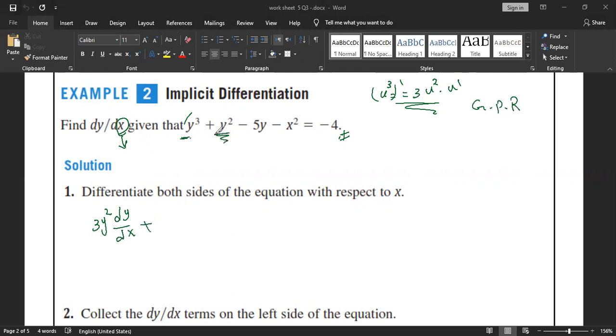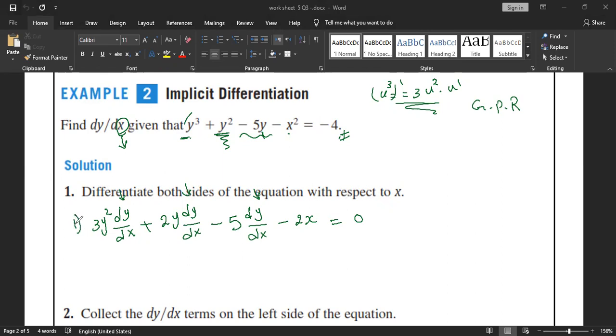Plus, here, what is the derivative of this one? General power rule: 2y multiply dy by dx. Disagree. Minus, what is the derivative of this one? Linear. It will be negative 5, but don't forget y. It will be dy by dx. I have to multiply by dy by dx when the variables disagree. Minus the same or agree, so it will be 2x. Agree, power rule. Disagree, general power rule. What is the derivative of the right-hand side? 0.